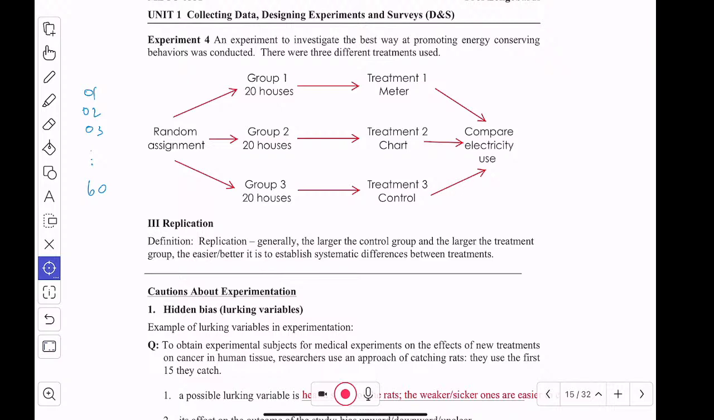Okay. All right, so then we've talked about randomization, we've talked about control, and just a few words about replication. Generally, the larger the control group and the larger the treatment group, the easier or better it is to establish systematic differences between the treatments. So you want to have enough subjects in each of your groups.